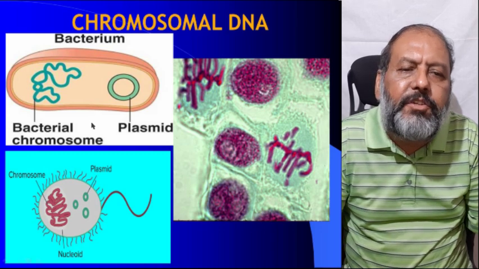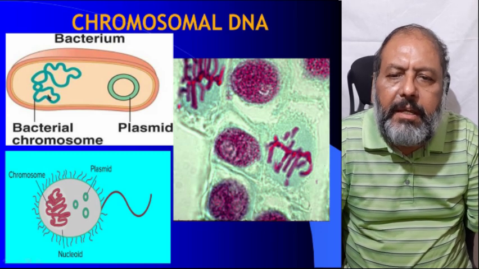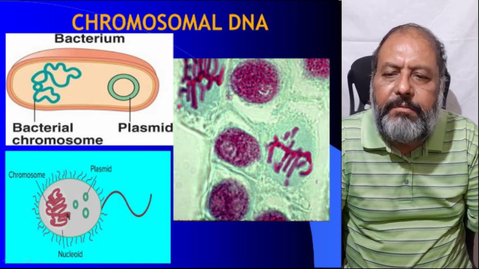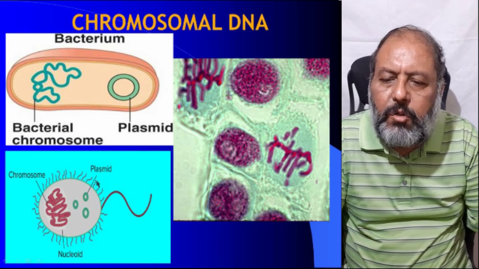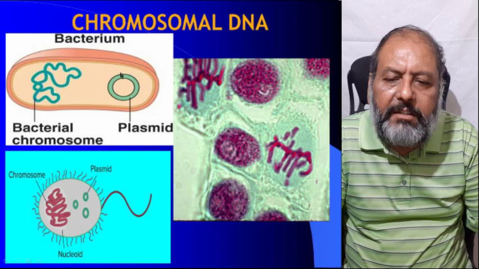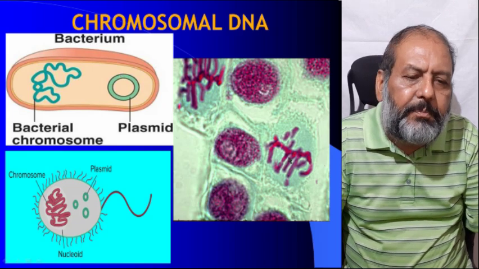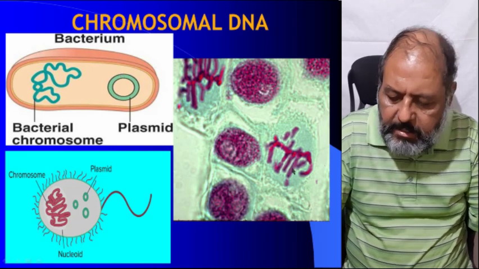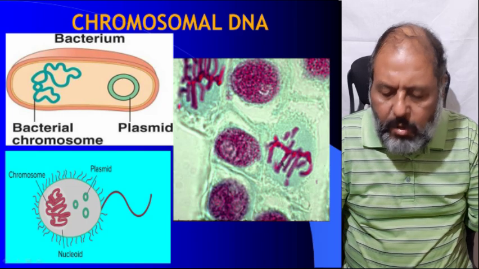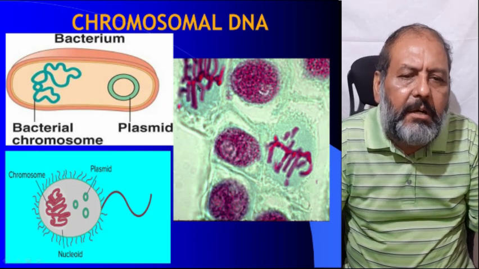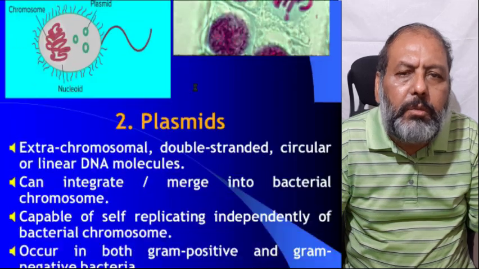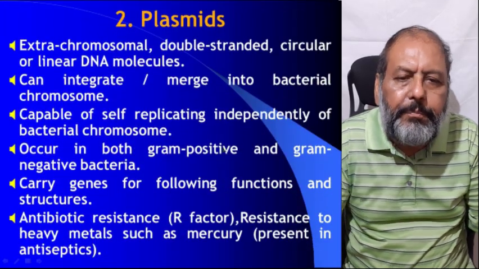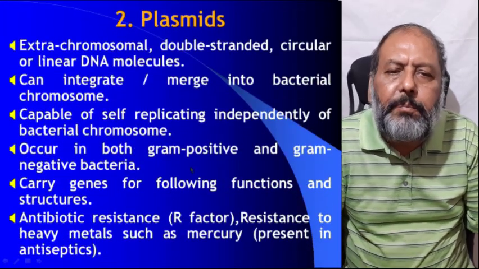So here one can see the chromosomal DNA. The bacteria do have this chromosomal DNA, and here again the bacteria have a chromosome, and it also has the plasmid, and here it is a plasmid. Here one can see the original staining of the bacteria showing the chromosome by the stain which is used to visualize this.